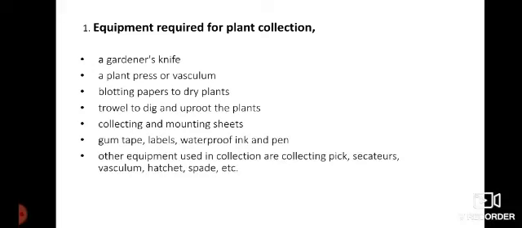After the herbarium has been selected and cut, the plant has to be pressed, using what you call a vasculum. After pressing, the material has to be blotted in between papers to dry the plants. After drying, a trowel is used to dig and uproot the plants, along with collecting mounting sheets, gum tape, labels, waterproof ink, a pen, and other equipment used in collections, such as a collecting pick, vasculum, hatchet, spade, etc.